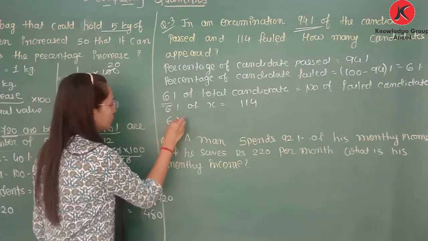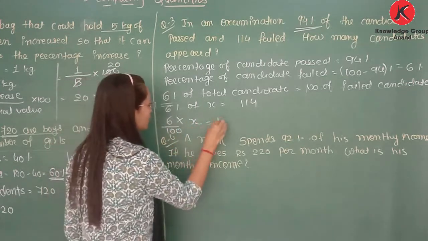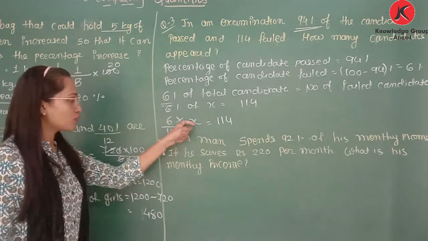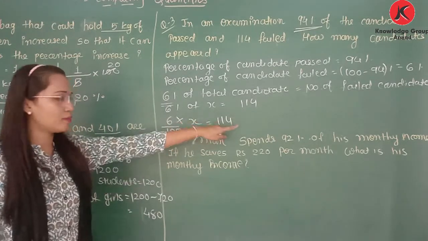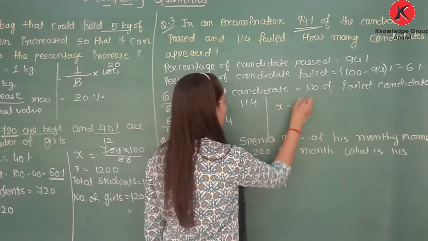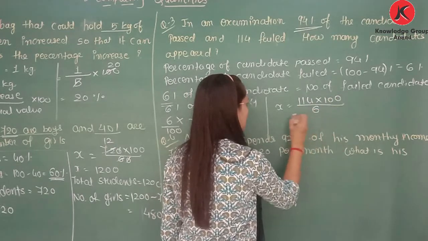Now 6 divided by 100 multiplied by x, that is total candidates, is equal to 140. Now here we need to find the total candidates. So x we need to find. So 100 in multiplication, 6 in the divide. 140 multiplied by 100 divided by 6.